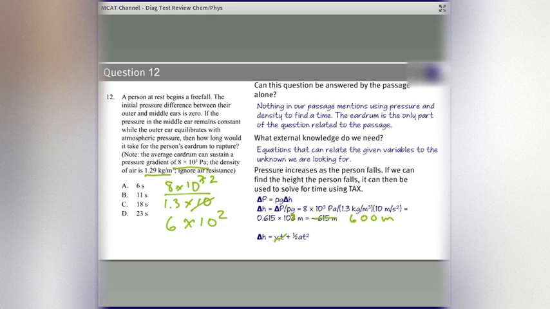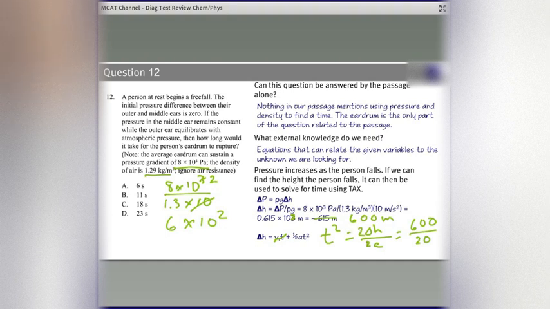So now we want to solve for T. T squared is going to equal our delta H divided by 2A. All right, which is 600 divided by 20. I got something wrong there. That's not the right number. What did I miss? Oh, the 2 goes up top.